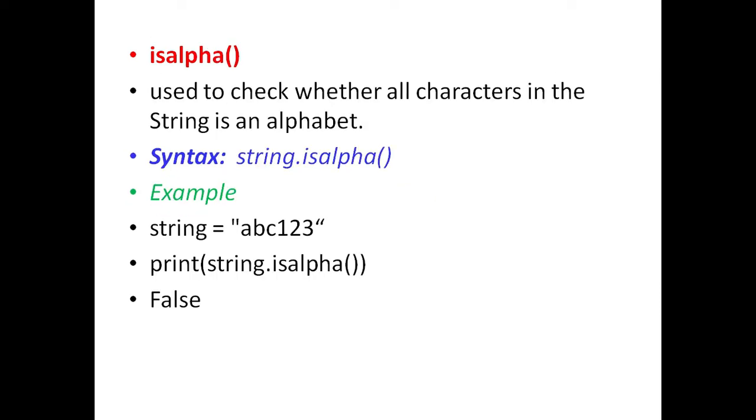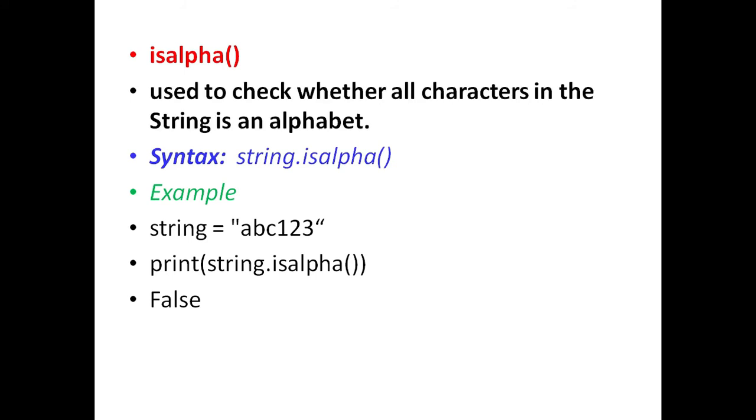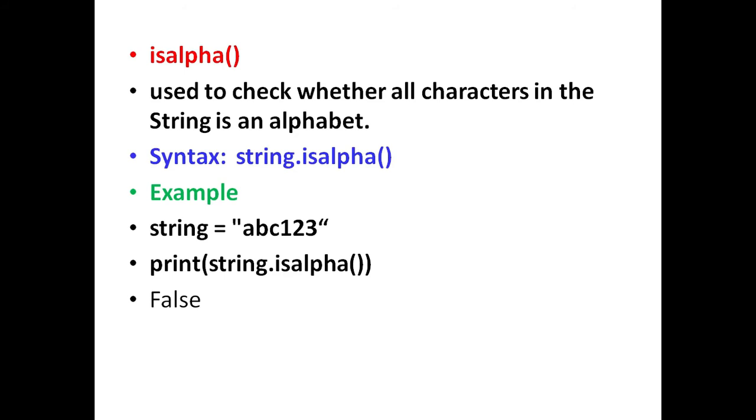Next is isalpha. This function is used to check whether all characters in the string are alphabets. General syntax is string.isalpha. For example, if string equal to abc123 and if we print string.isalpha, it will give output false since all the characters in the string are not alphabets.